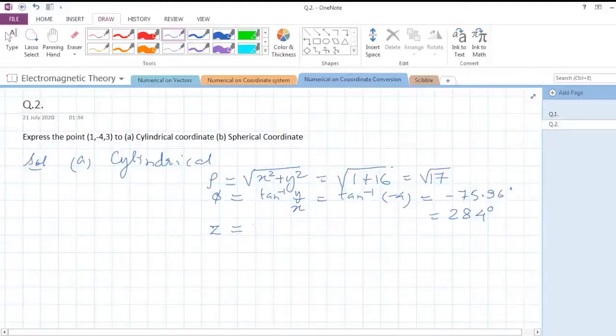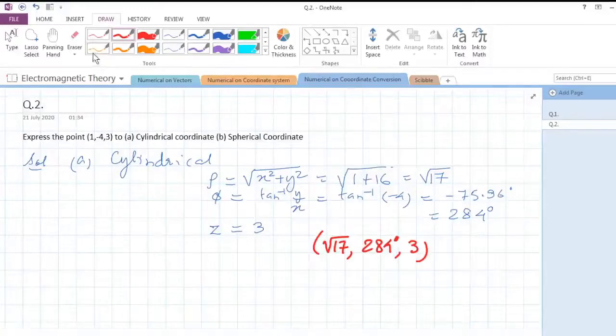So z is very easy, not a problem. Z can be just copied as it is. So our answer of A part is rho is under root 17. Sorry for my laziness, I have not found out the under root of 17. I would recommend you to do that. 284 degree is phi and z is 3. So this is our answer.